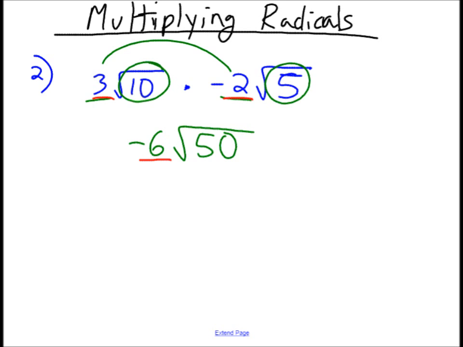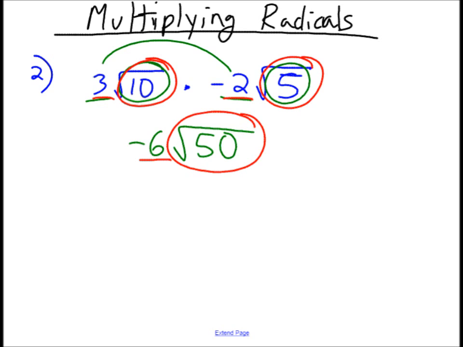Okay, I could also multiply numbers underneath the radical, or radicands, and my answer keeps the radical for the first part. Okay, so that's the basic rule in multiplying roots together. Now, after I multiply, I have to simplify.